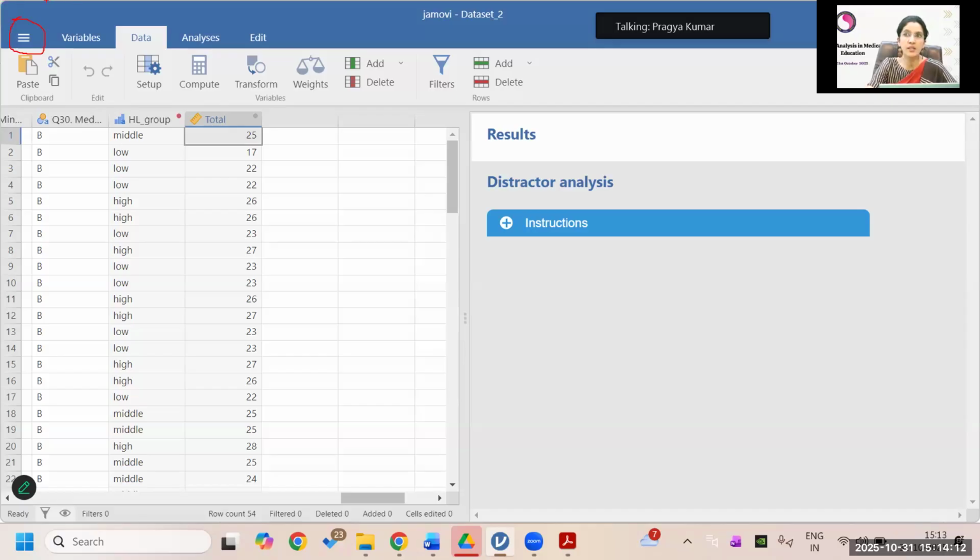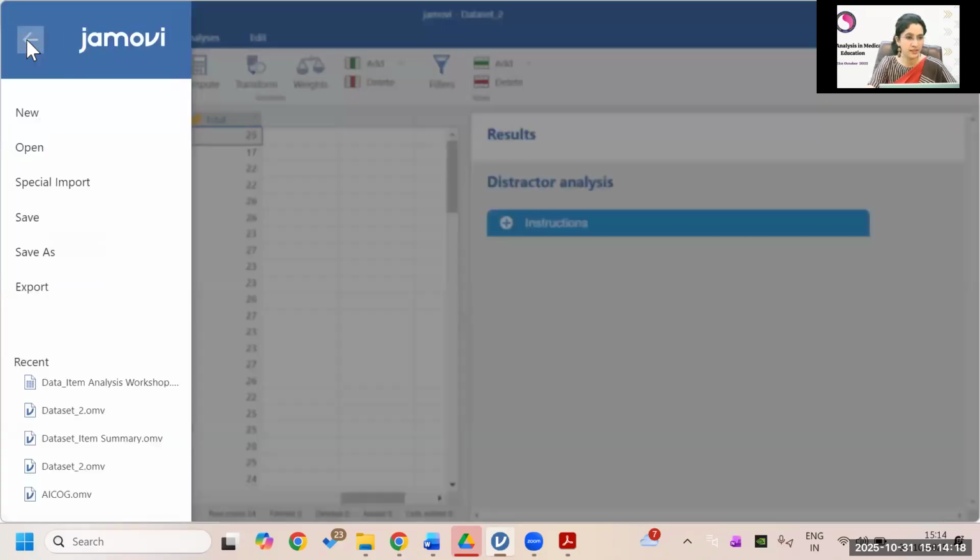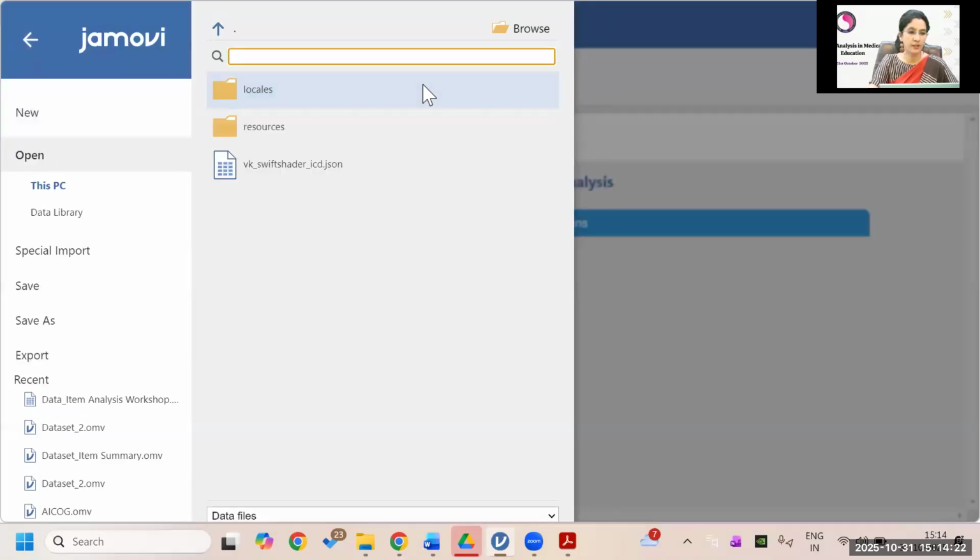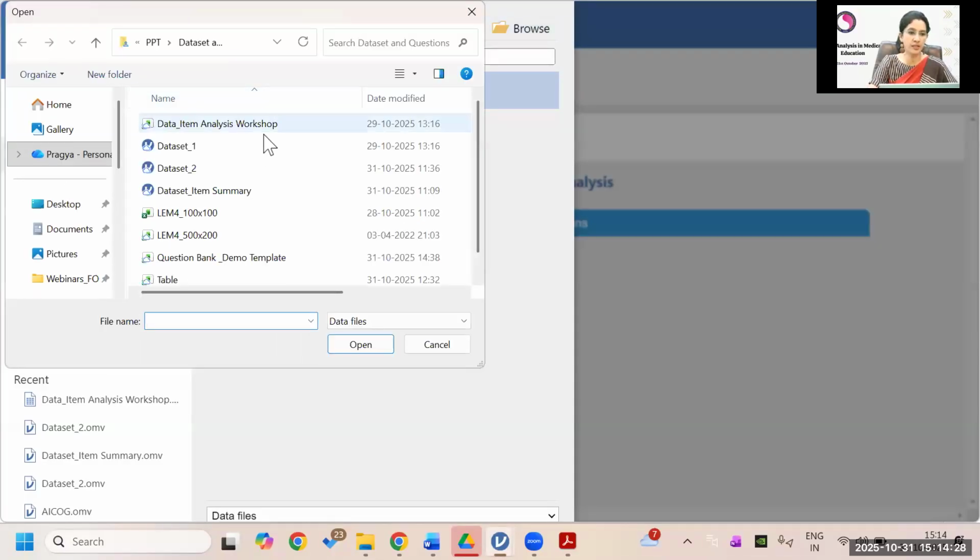So you click this, and then you click on this open. When you click on open, then you browse, and wherever you have saved your Excel sheet, like I have saved this here, I will click this and click open. Right now, I'm not doing it because I have already done it. But this way you have to do it. Import the Excel sheet, right?